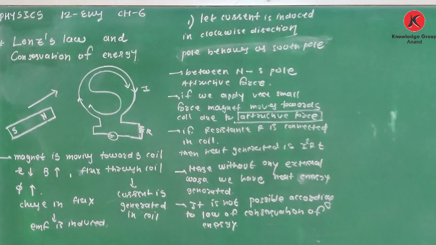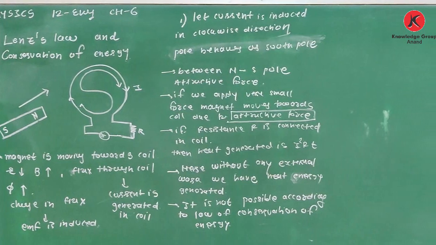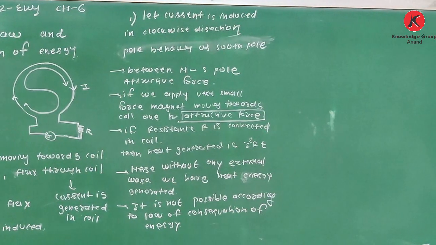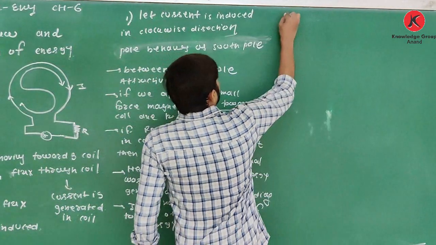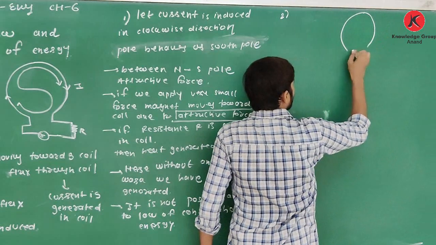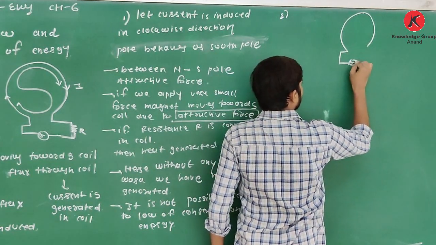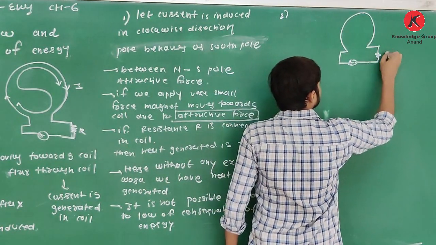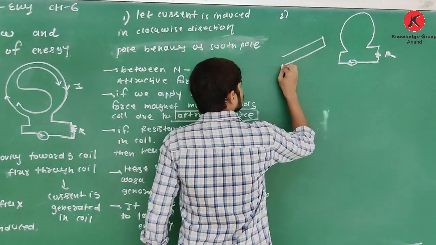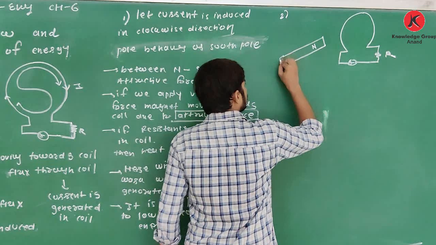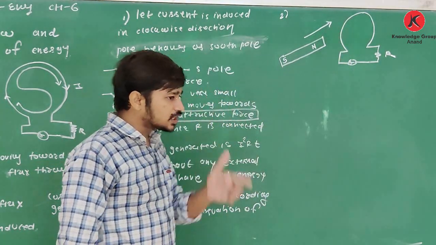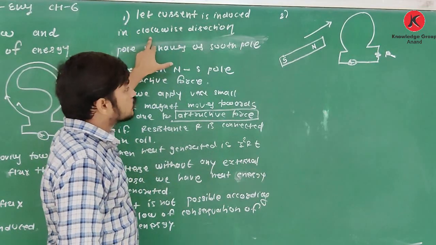Here we will discuss which assumption is right. See here, it is a coil, again the same coil connected with a galvanometer, connected with some resistance R. If a magnet, with its north pole and south pole, is moving towards the coil, then which assumption is wrong? That current is induced in the clockwise direction.